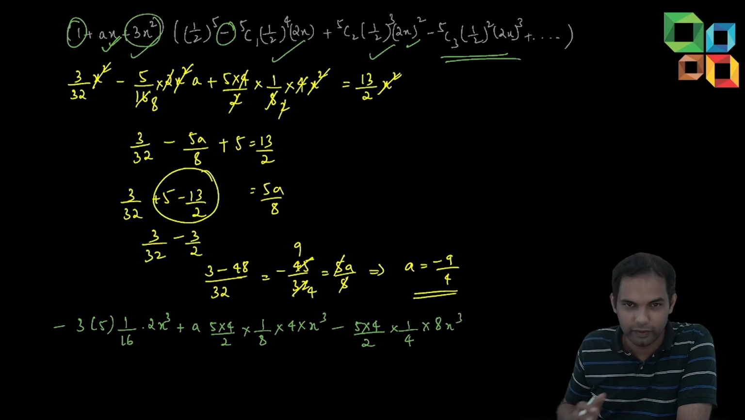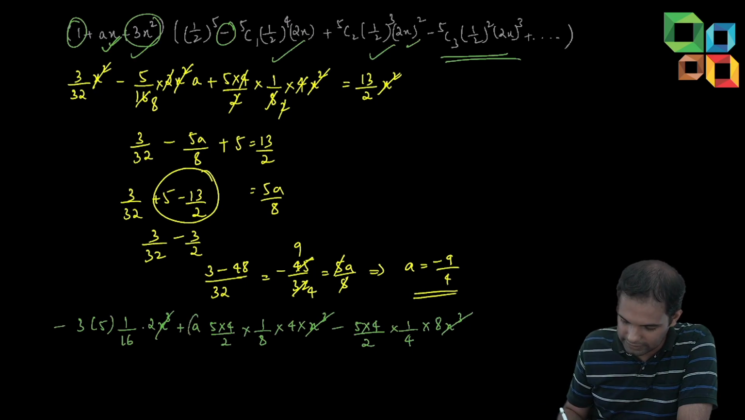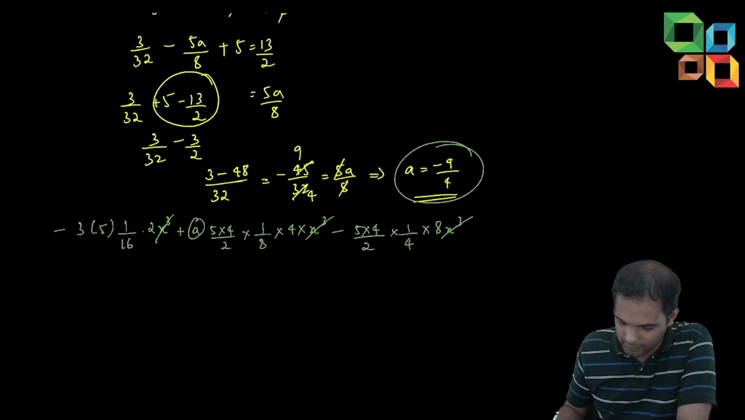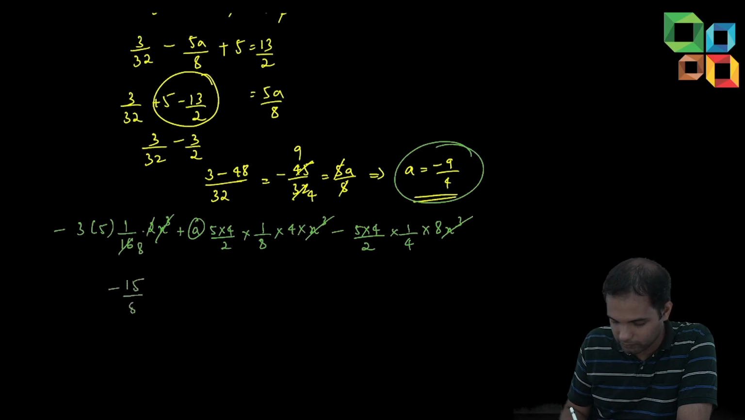So the coefficient, if I get rid of this x cube, what remains is nothing but the coefficient. You can see that there's a one in one place. This is a, but we already know the value of a. We just have to substitute and simplify. Let us see what do we get. So this 2 and this will get cancelled, right? So it is minus 15 by 8, first term. The second term, let me just substitute this as minus 9 by 4. Fine, a is minus 9 by 4.